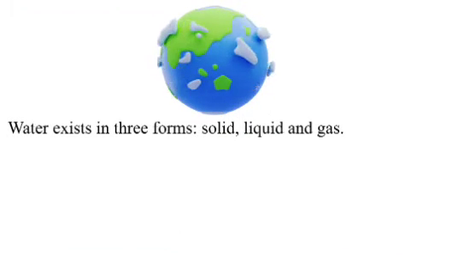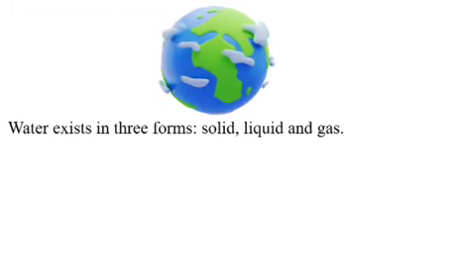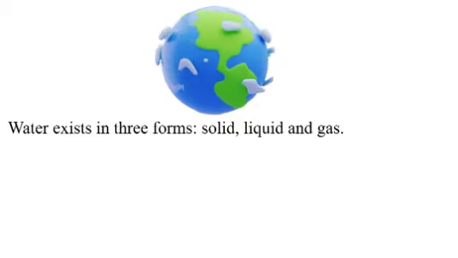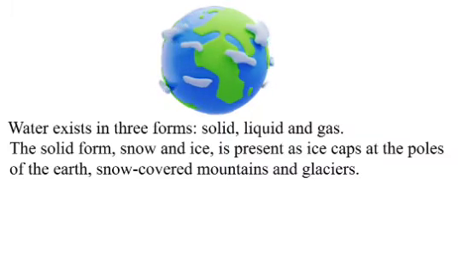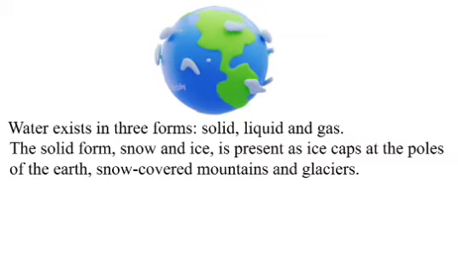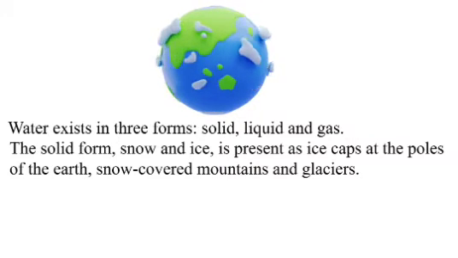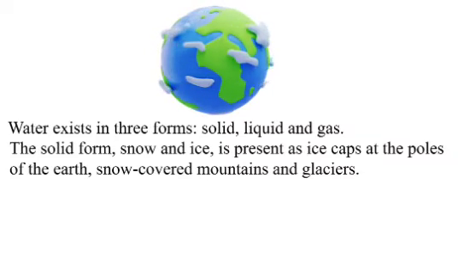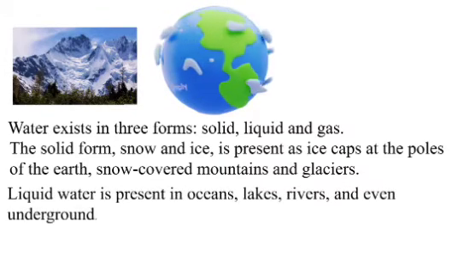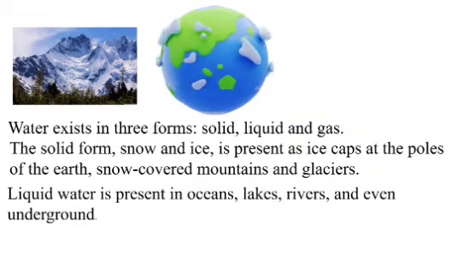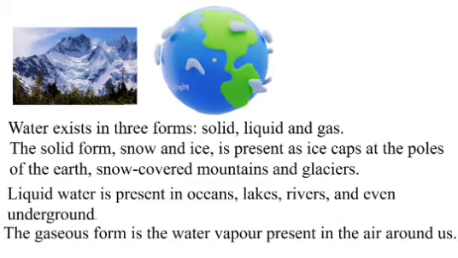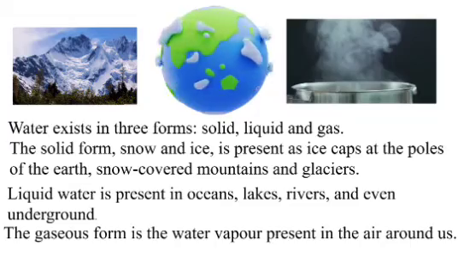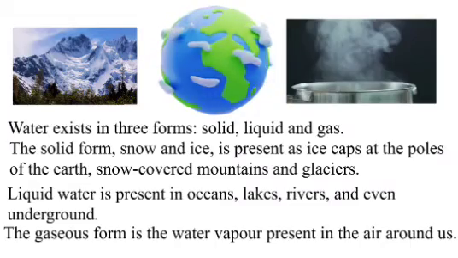We know that water exists in three forms: solid, liquid and gases. The solid form, snow and ice, is present as ice caps at the poles of the earth and snow-covered mountains and glaciers. The liquid water is present in ocean, lakes, river and even underground. The gaseous form is the water vapor present in the air around us.